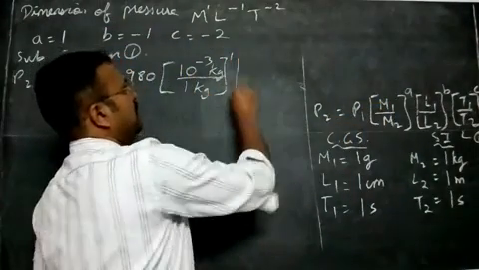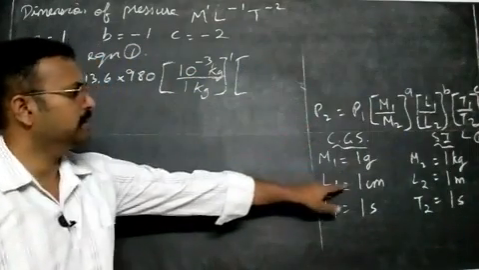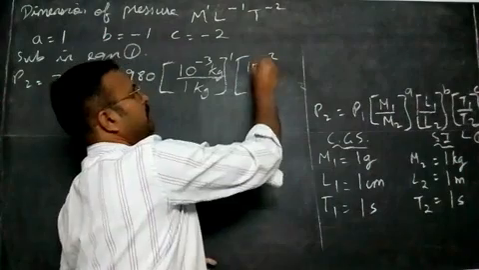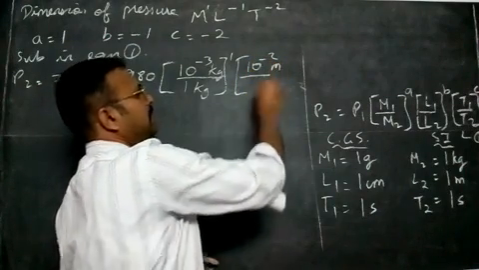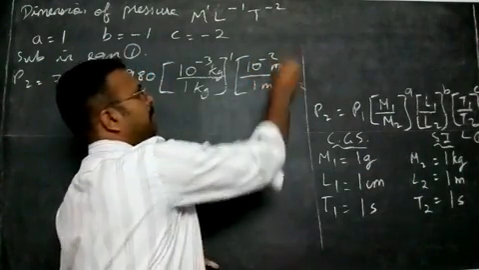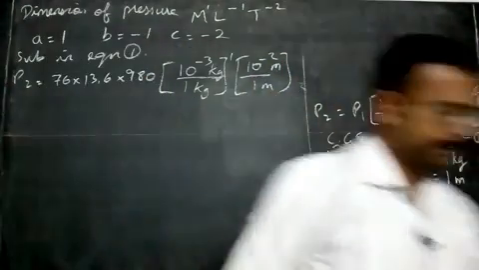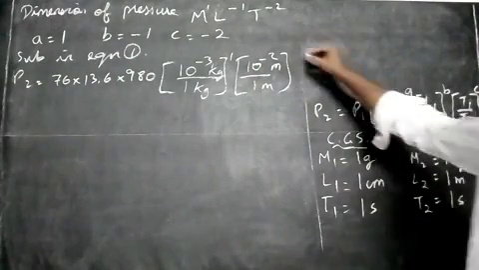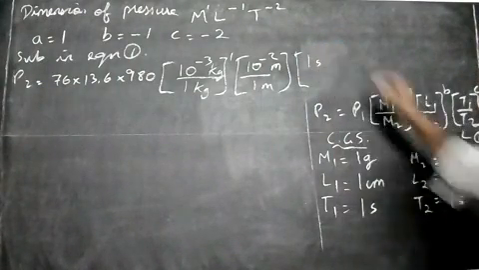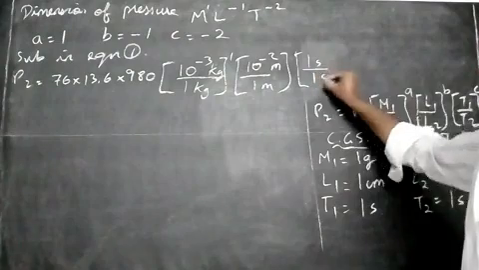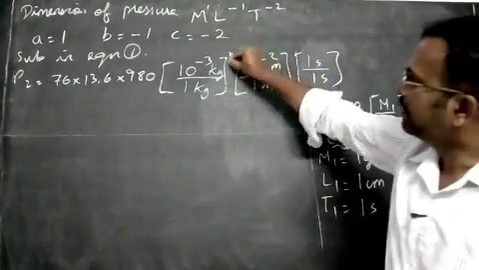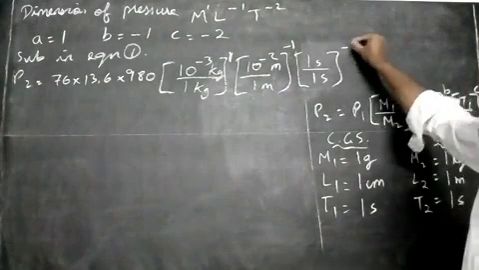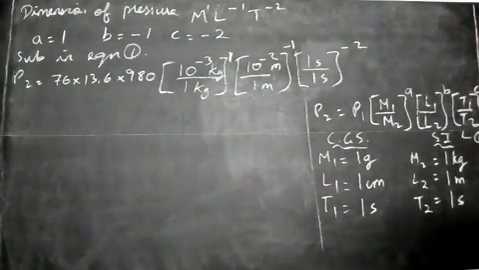Then L1 by L2. L1 is how much now? L1 is 1 centimeter. 1 centimeter means 10^-2 meters, divided by L2, which is 1 meter. Then time T1 by T2. T1 is 1 second, T2 is also 1 second. Then this is A. B is minus 1. C is how much? It is minus 2.